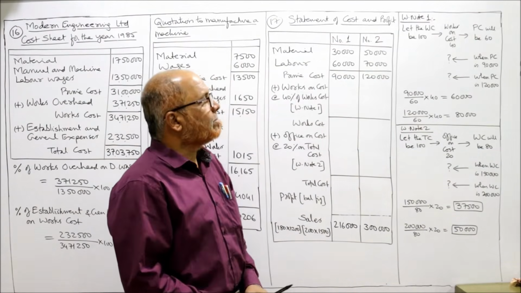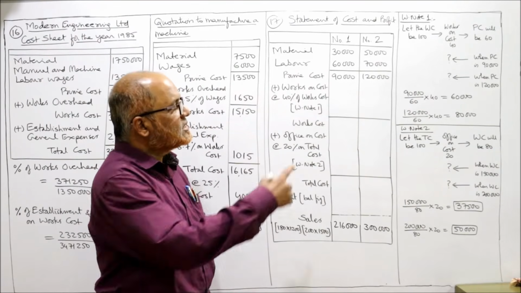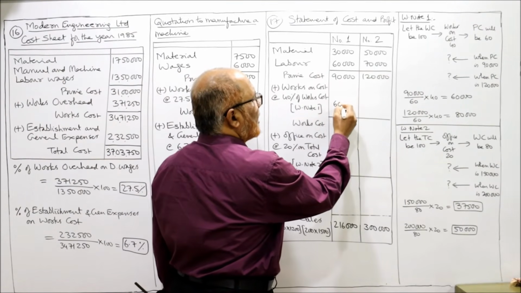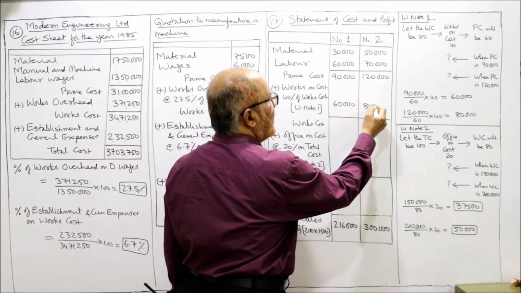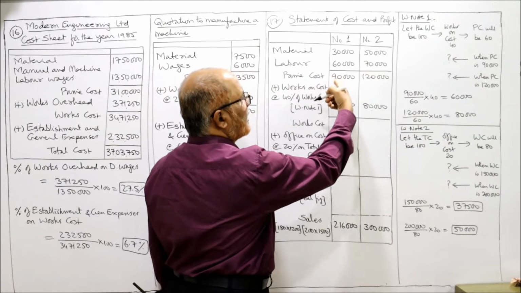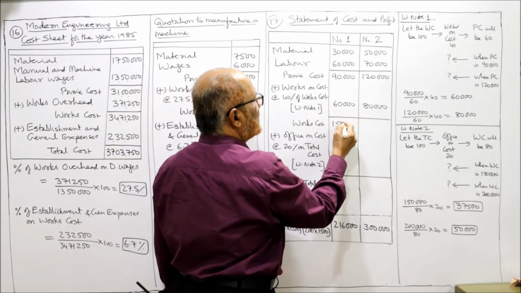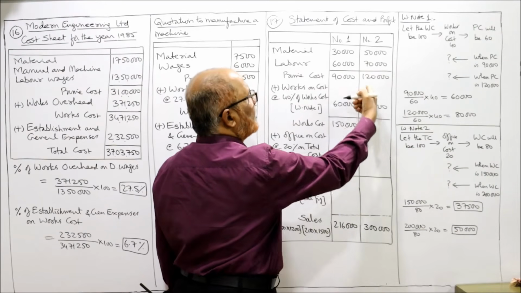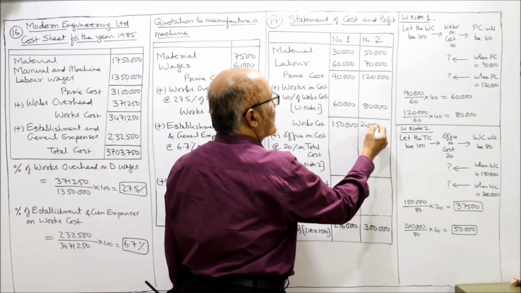क्या चीज आ गई है? Works on cost आ गया. How much? 60,000, 80,000. Here I am writing 60,000. Here 80,000. So here it will become 90 plus 60, 1,50,000 works cost. And 120 plus 80, 2 lakh rupees works cost.